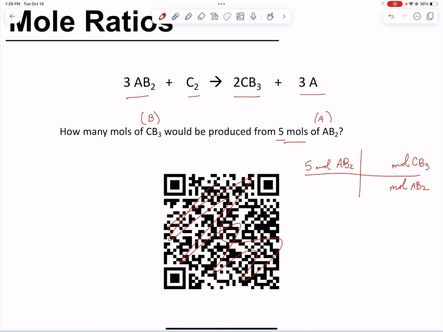At this point, all you do is plug in the coefficients in the balanced reaction. So 3 moles of AB2, 2 moles of CB3. And then we're going to see how moles of AB2 cancel. Don't cancel out the numbers, just the units there. And we'll do the math. 5 times 2 is 10, divided by 3 is going to give us a decimal, just 3.3.